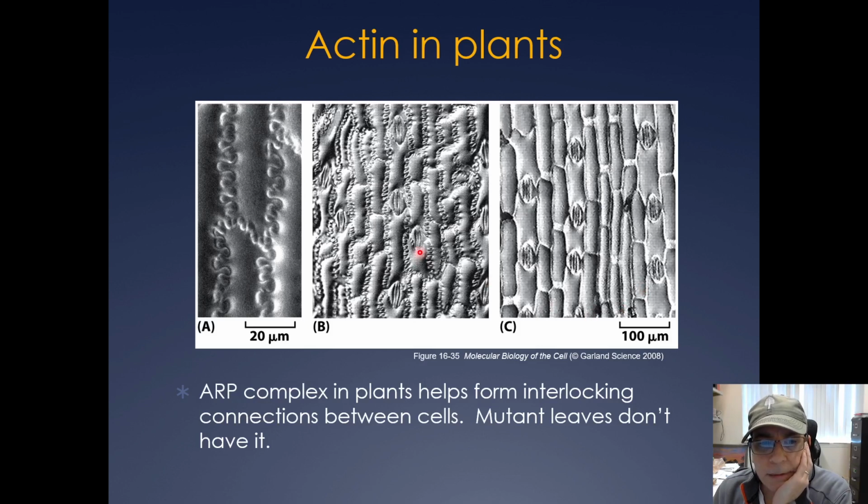So here's just a nice image of actin in plants, okay? And it helps sew the plant cell together, okay? And if you have a mutation in the ARP complex, the cells are actually a lot smoother, okay? So they don't have any nucleation because you're missing the ARP complex in these plant cells.